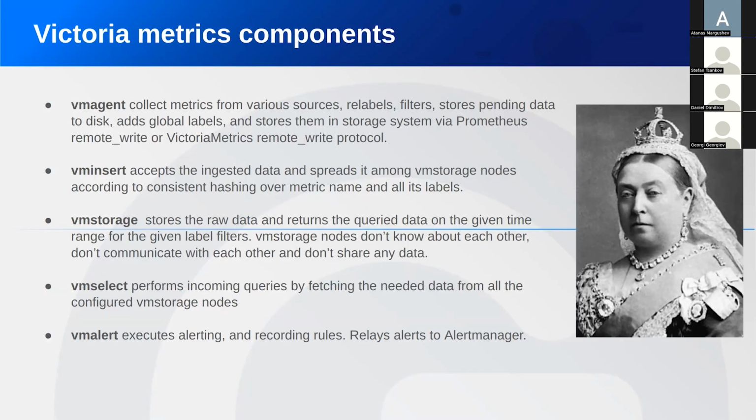We're going to talk about the Victoria Metrics components here, and we already mentioned a few of them, VM Insert, VM Storage, and VM Select. This is known as the Victoria Metrics cluster. The whole thing also has other components, and the first one you see mentioned is VMagent. VMagent is the bit that collects or scrapes metrics from applications and exporters. This is where all filtering and relabeling happens. And VMagent can also add global values and store pending data to disk. Once metrics are scraped, relabeled, or anything else, it will push them to Victoria Metrics with the remote write protocol.